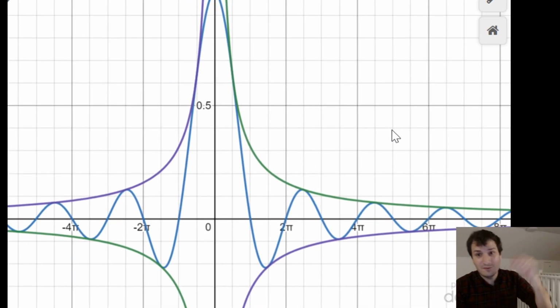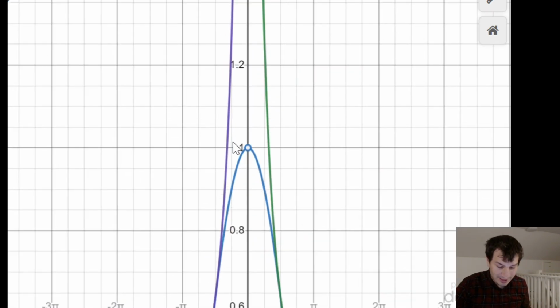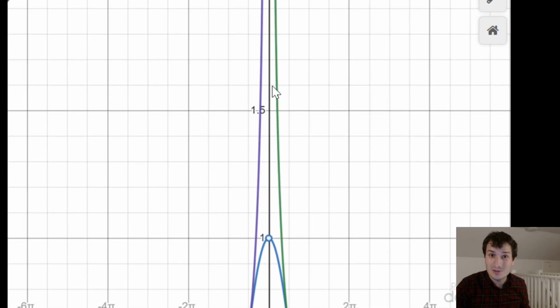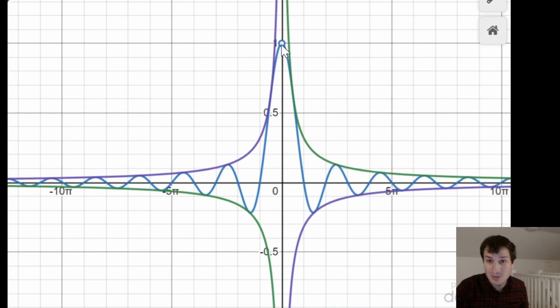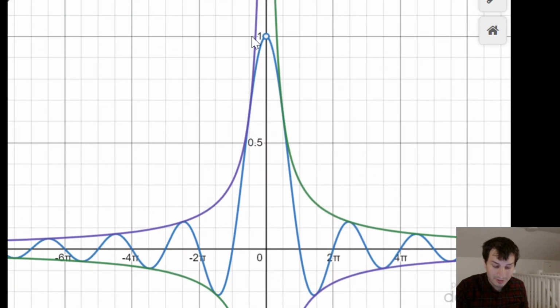The blue function sort of lives in this envelope made of 1 over x and minus 1 over x, and that's because the sine function goes between 1 and minus 1. So sine of x over x is living between 1 over x and minus 1 over x. That's not surprising. But the cool thing is what happens near x equals 0, because these purple and green functions, 1 over x and minus 1 over x, go to infinity, but the blue function does not.